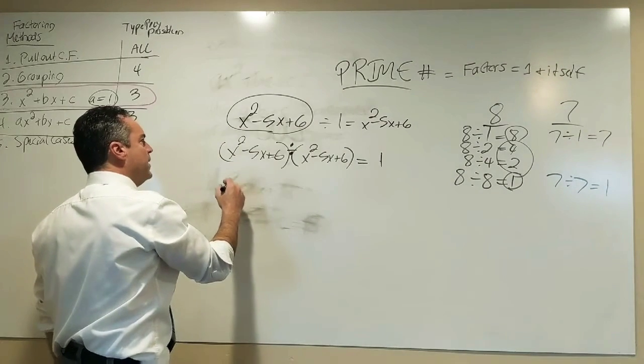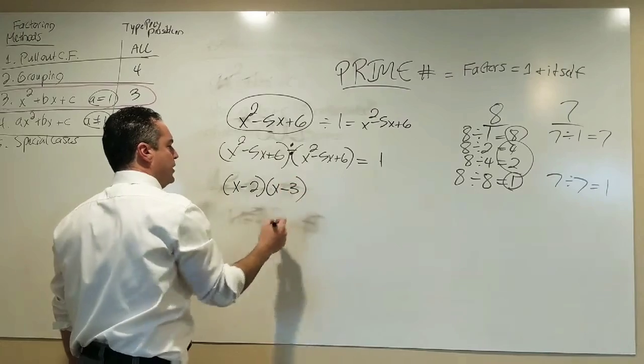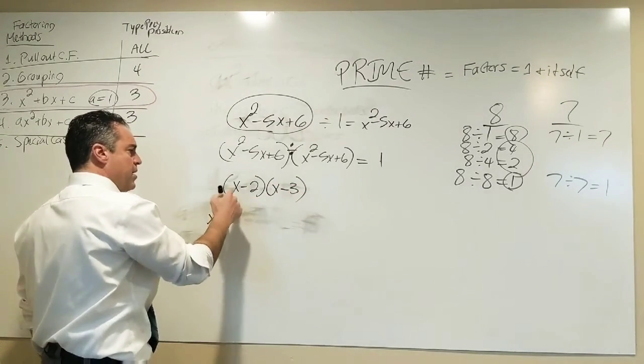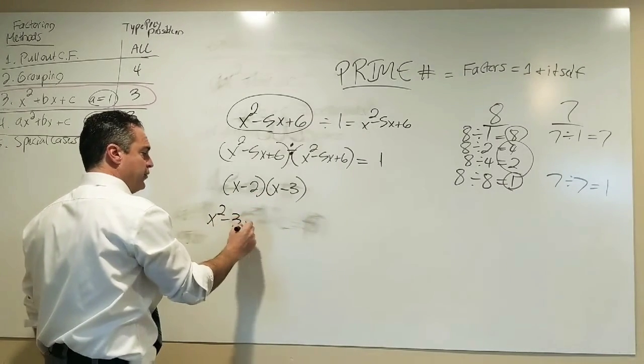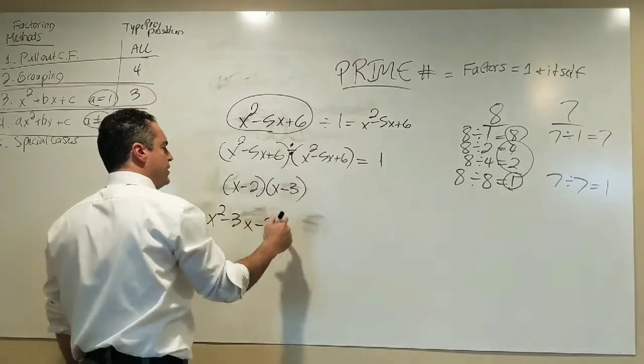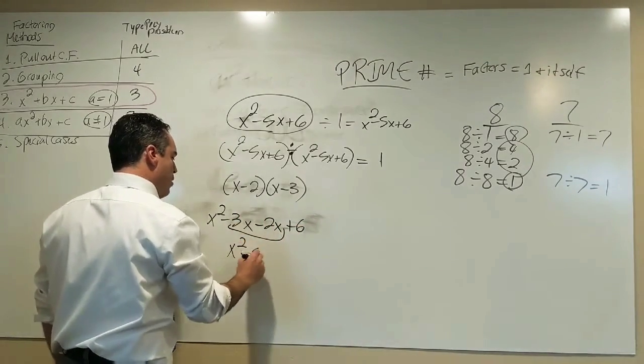Well, check this out. x minus 2 times x minus 3. Let's multiply this out. x times x will give us x squared. x times negative 3 will give us negative 3x. Negative 2 times x will give us negative 2x. And negative 2 times negative 3 will give us positive 6. And when we combine these, whoa, it's magic.